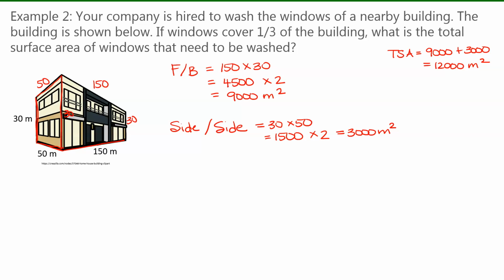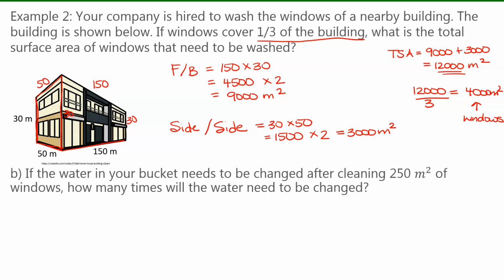Now the problem is telling us that the windows only cover 1/3 of the building. So that means this area here is divided by 3. We divide that by 3 to find 1/3. So 12,000 divided by 3 gives us 4,000 meters squared. So that's the area that is covered in windows.